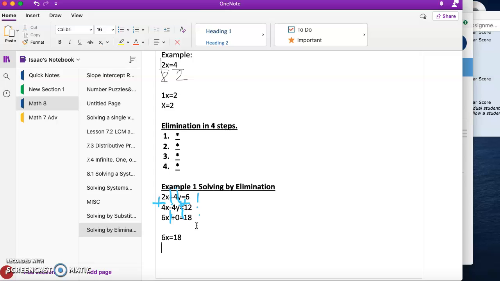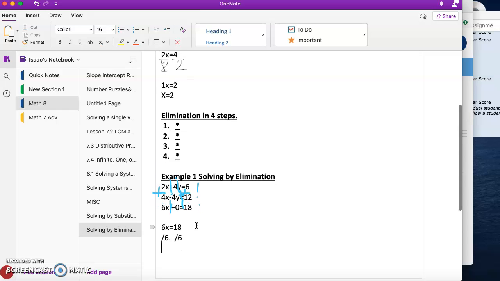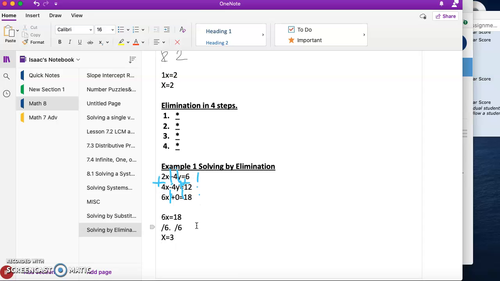And now I can divide both sides by 6. And then I'll get x equals 3. So now that's definitely useful because I need to know what x equals to solve my system of equations, but I still need to know what y equals. And really the last step to figure out what y equals is the exact same as substitution. Because I know x, I need to know y. I'm going to plug it into one of these equations. I'm going to use the top one because I think it's easier.